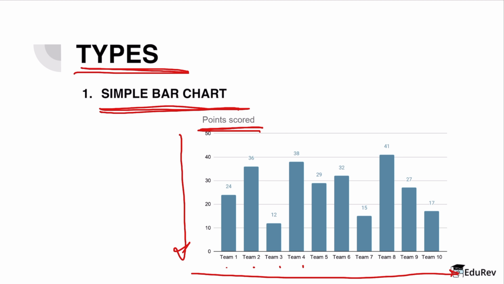In the first bar I can see that team 1 has scored 24 points. Then team 2 has scored 36 points. Similarly, team 7 has scored 15 points. So this is one of the simplest forms of bar charts. Alright, I hope you understood this.